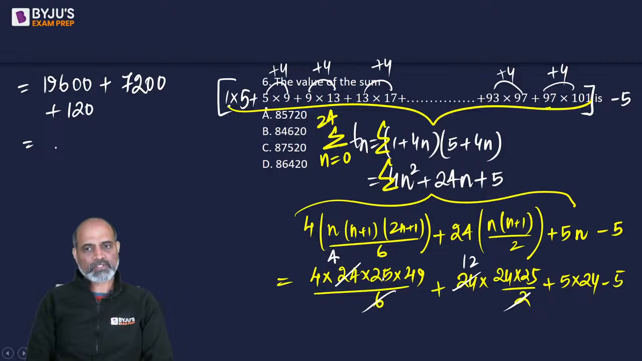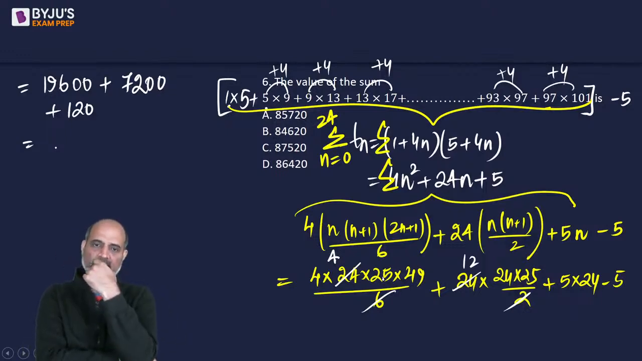Then we will have summation of n, which is n into n plus 1 by 2, which will give us 24 into 25, which is 600. 12 into 6, 7,200, and then 120. How come the options are in 80,000s when we are not able to cross 30,000 even? Is there any calculation mistake that I am doing? N is 24.